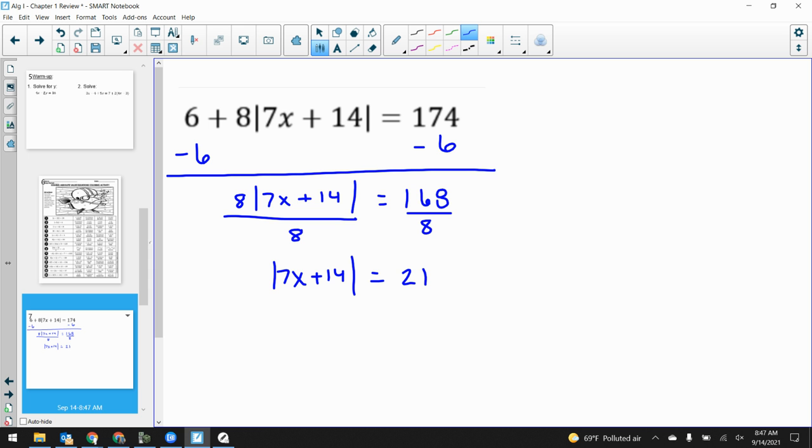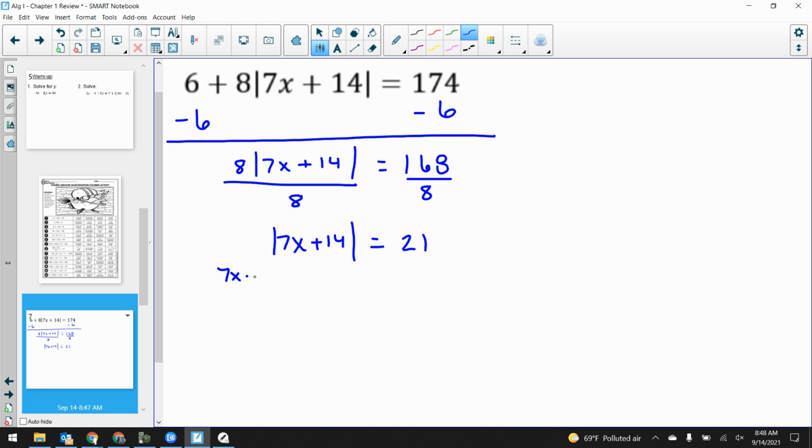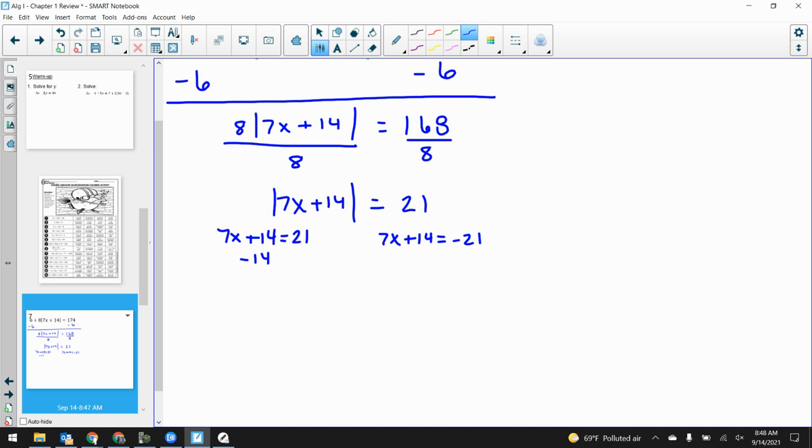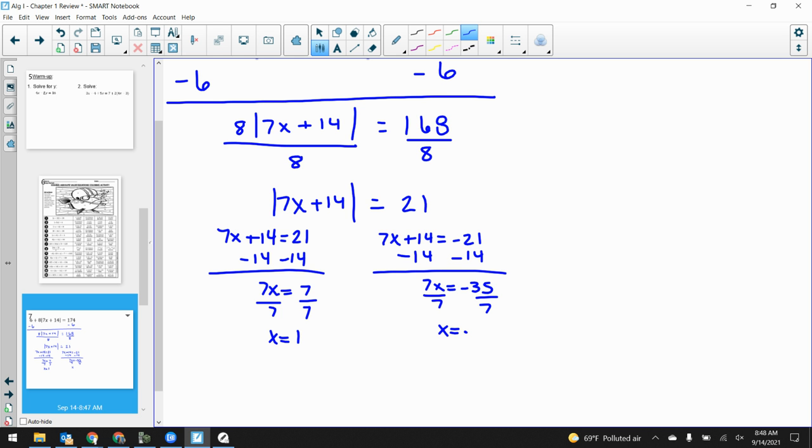And now, will I have solutions for this one? Yes, because it's equal to a positive. So I can say 7x plus 14 is equal to positive 21, and 7x plus 14 is equal to negative 21. And I can solve these equations. I subtract the 14 from both sides, so I get 7x is 7. Divide by 7, x is 1. I subtract the 14 from both sides, I get 7x is negative 35. I divide by 7, x is negative 5. And those are my two solutions. Questions about that?